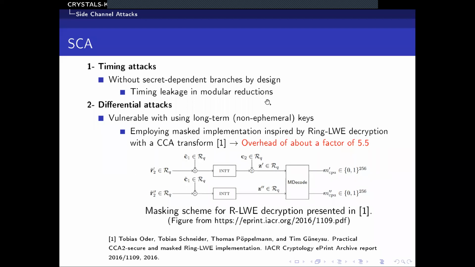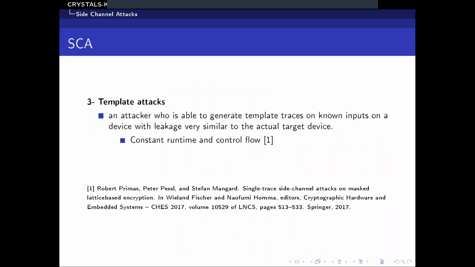For differential attacks, if we want to use long-term keys, we need to use some methods such as masked implementation, which is proposed in reference 1. However, it has an overhead of a factor of 5.5 in the decryption. And for template attacks, we need to use constant runtime and controlled flow to avoid these types of attack. For more detail, we can read the references mentioned here.